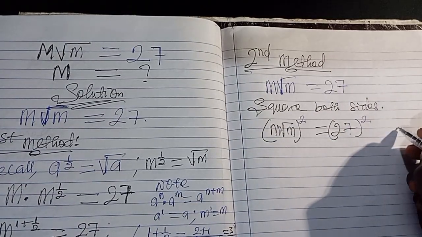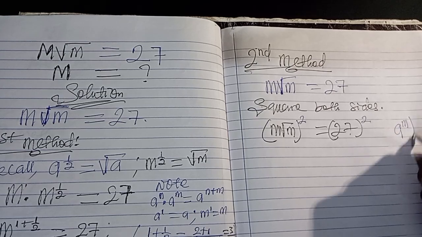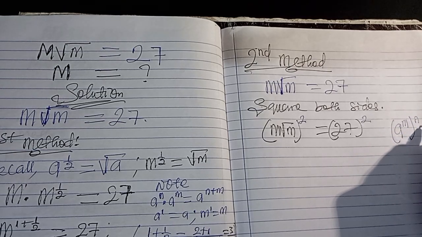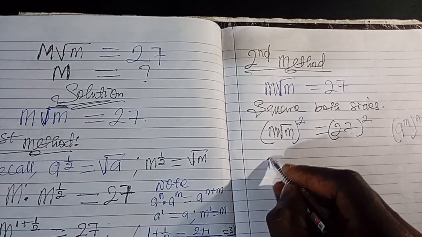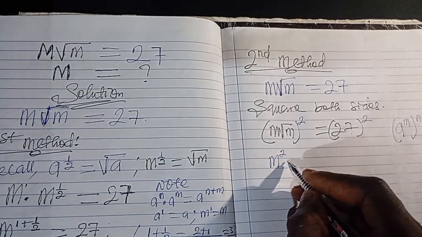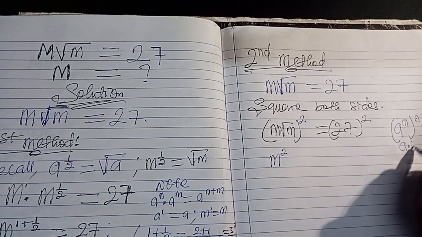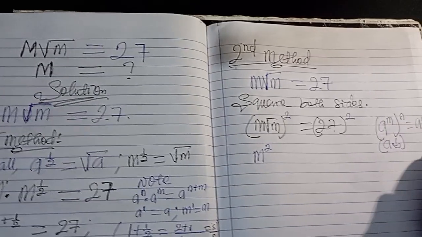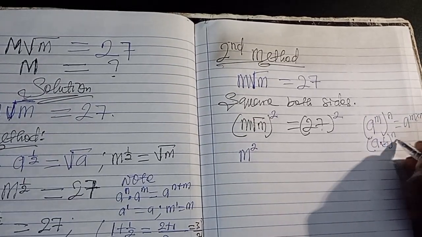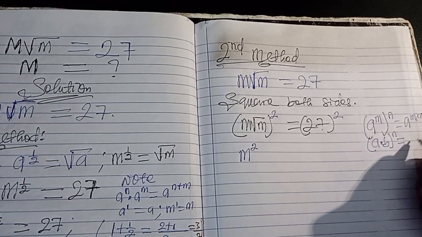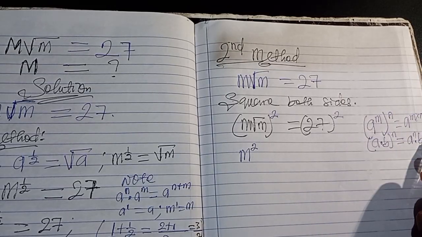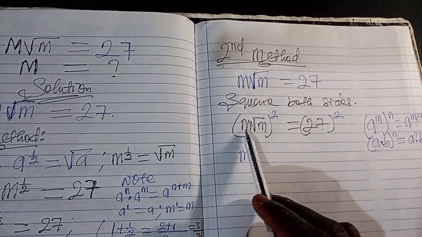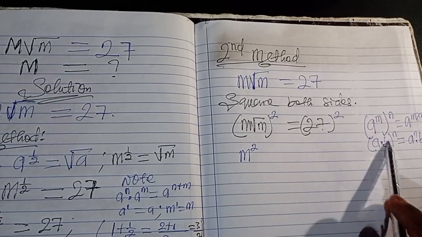From our law, a raised to power m, all raised to power n equals a raised to power m times n. We now have here m raised to power 2, and also a multiplied by b raised to power n equals a raised to power n multiplied by b raised to power n. This is the product rule, and this is the power rule. So we are going to apply this product rule with respect to this.